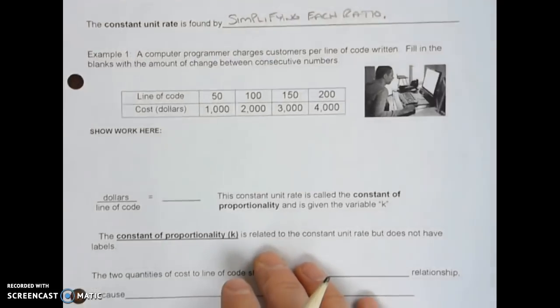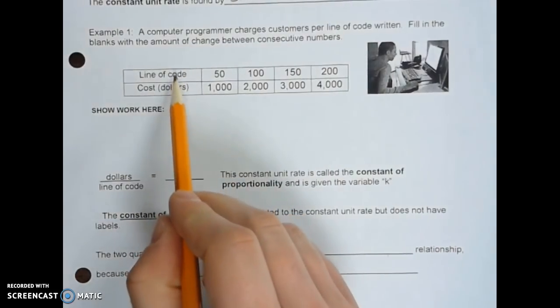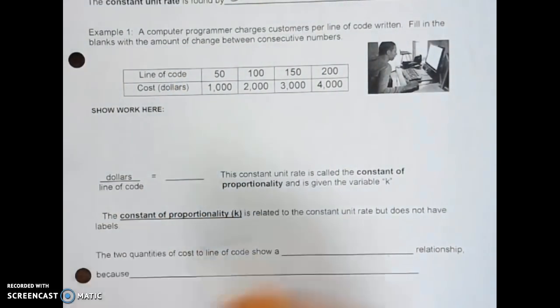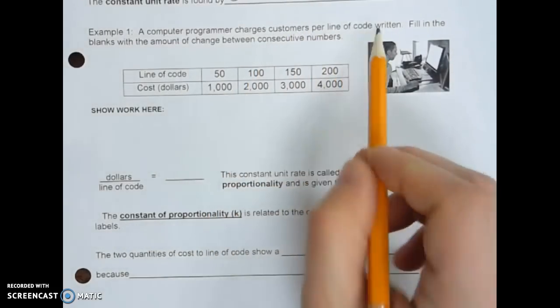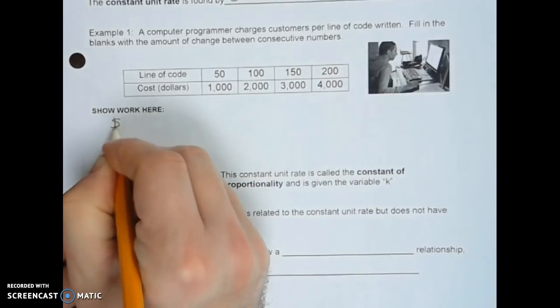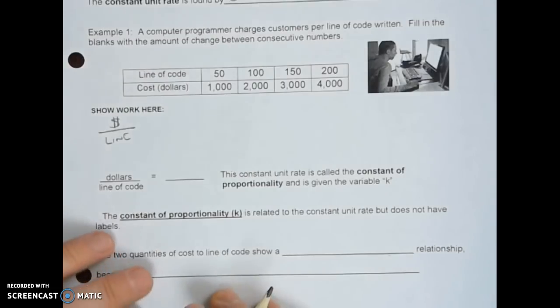And so in our first example, we're told that a computer programmer charges customers per line of code written. And what we need to do is determine, is this relationship going to be a proportional relationship or a non-proportional relationship? And we have to think about how we want to set up our ratios. Do we want codes per dollar or dollars per code? Well, in this example, we're told that the programmer charges customers per line of code. So for our ratios, we're going to do dollars per line. So we're going to take the information from the table.